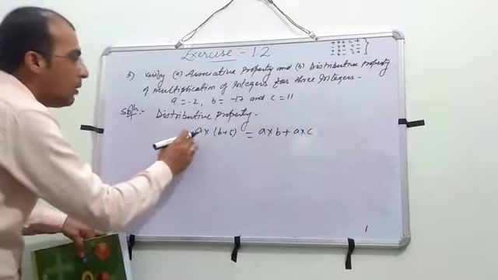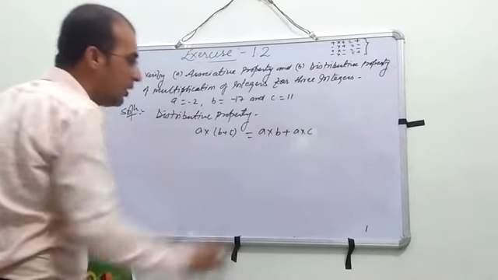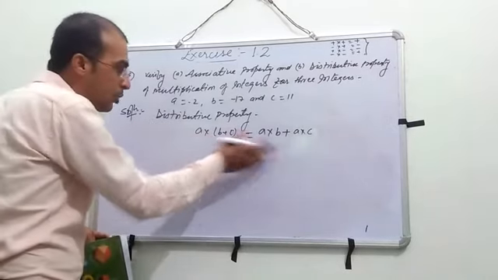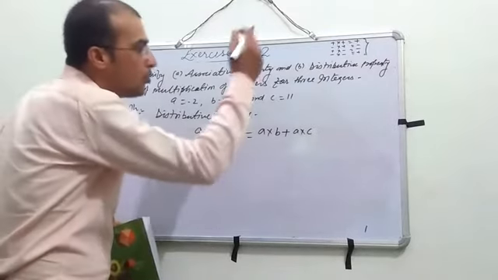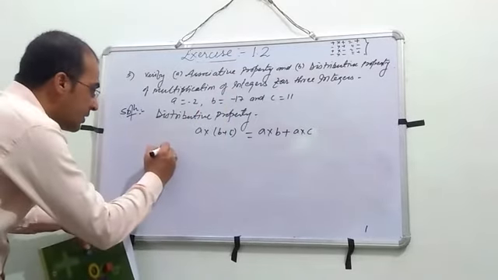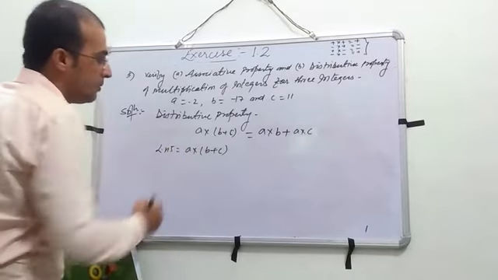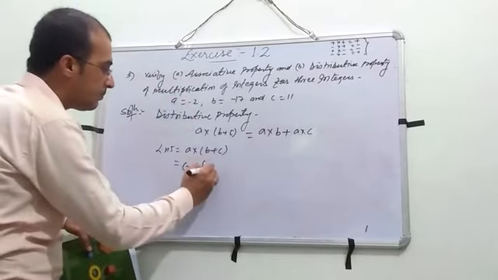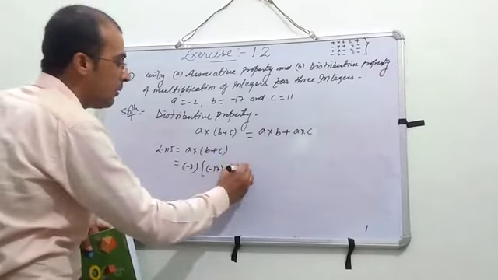So we'll put the values of A, B, C on this side, and here also A, B, C on this side, and we will solve. If in both cases the value is the same, we can say that this distributive property is true for this value. So what is LHS? LHS is here A cross (B plus C). What is A? -2. What is B? -17, plus what is C? 11.